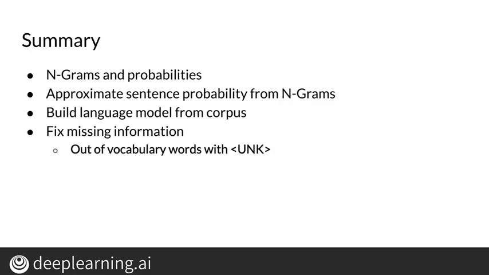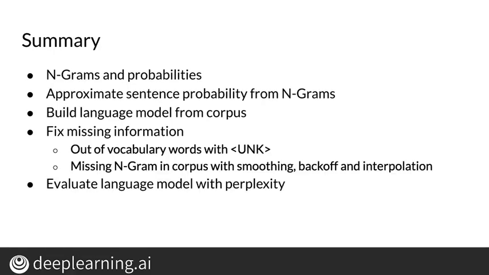You handled this in several ways: by transforming your model to deal with out of vocabulary words using a special unk word, and by applying several methods to handle missing n-grams in the corpus, such as smoothing, backoff, and interpolation. Finally, you acquired a tool to help you choose the best language model for your task, the perplexity metric. Now, you're ready to take on your assignment, sentence autocomplete.